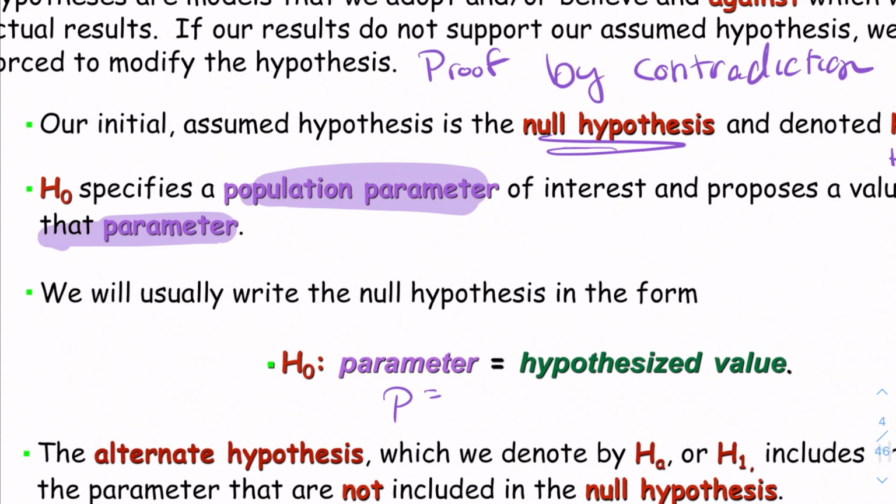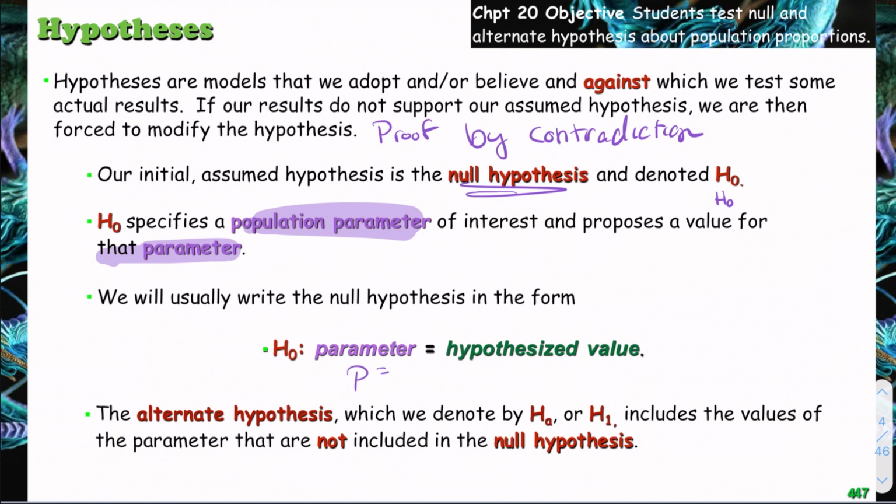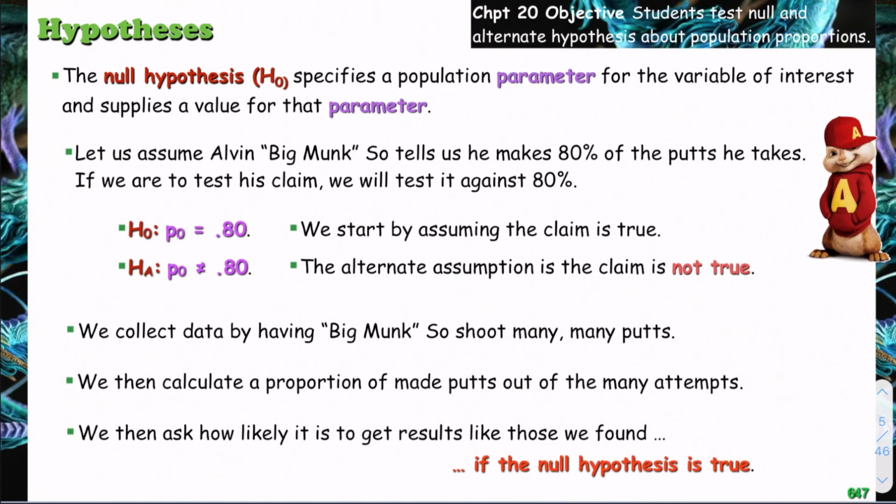Now, the alternate hypothesis, also indicated as either H sub A or H1, depending on what textbook you're looking at, includes the values that are not included in the null hypothesis. Okay, so more so just on our base case and then what's the alternate. The null hypothesis specifies a population parameter for the variable of interest and supplies a value for the parameter. Sound familiar? So let's do this with an example.